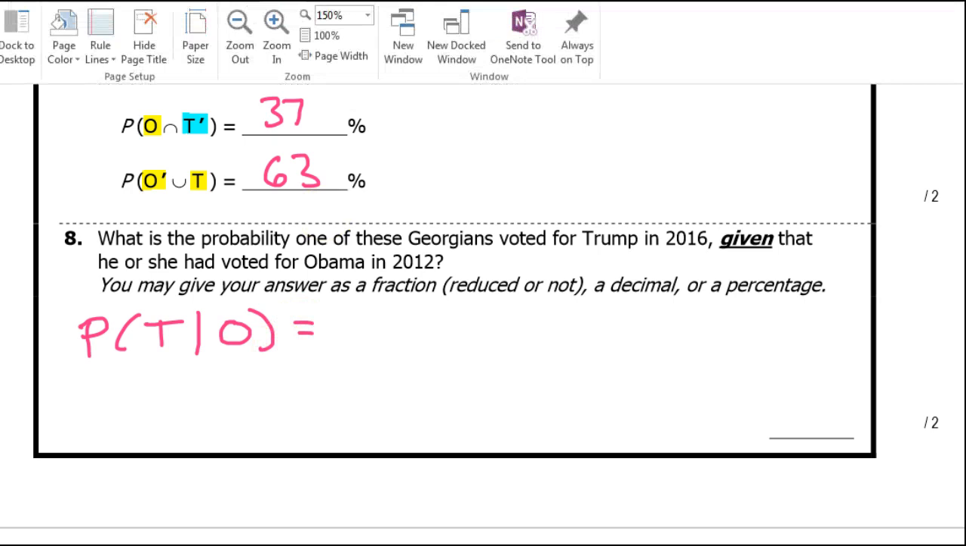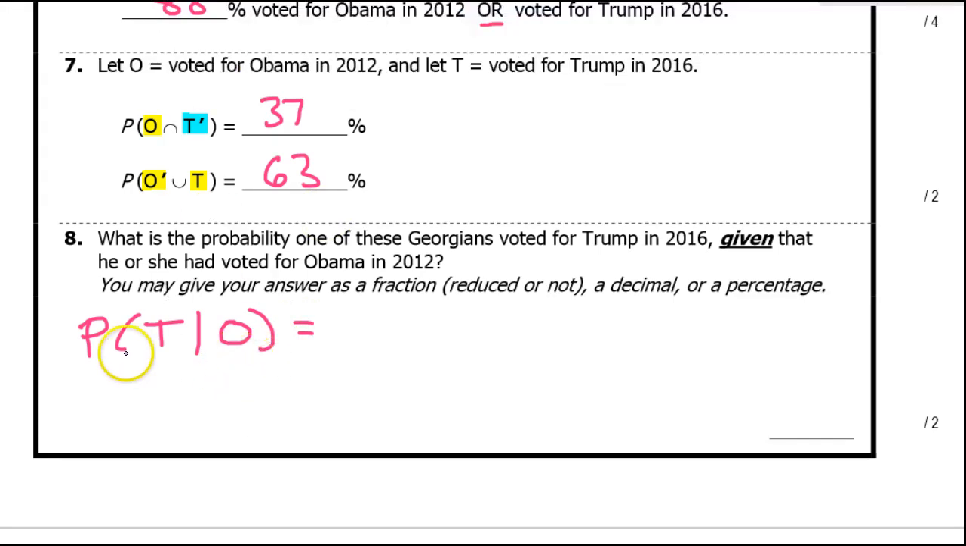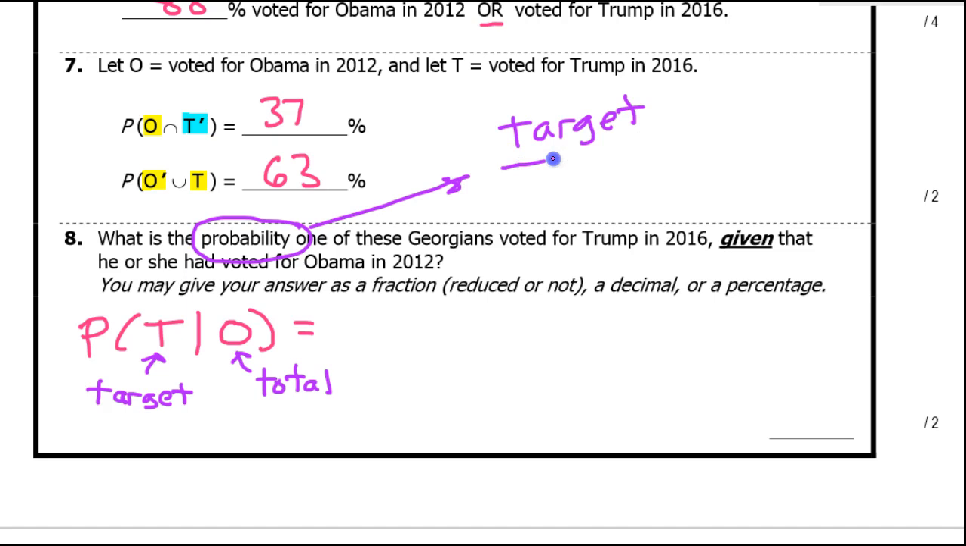Now, I love given problems. And the reason why I love them is because they turn out to be really easy. When I have the probability of something given something, the given part always turns out to be the new total. All right, the first part is the target. Okay, if you're not familiar with this, anytime I see the word probability, I'm thinking target over total. All right, at its most basic, that's what probability is. The target quantity divided by the total quantity. Okay, but the given always turns out to be the new total.